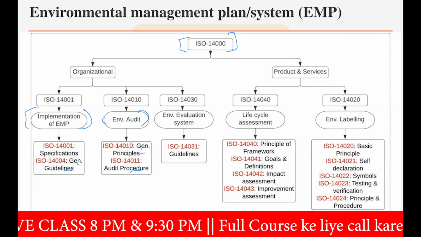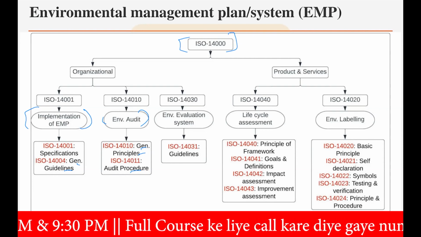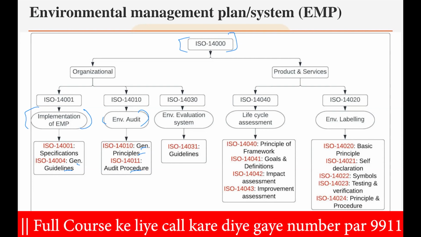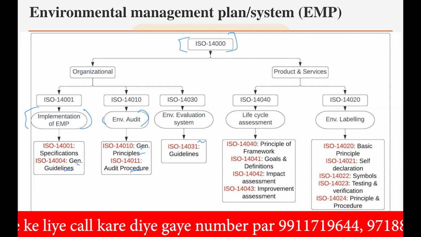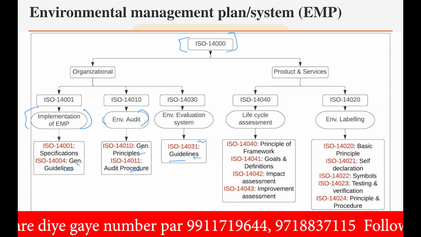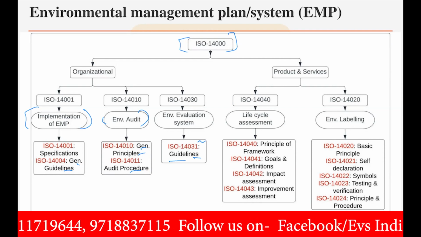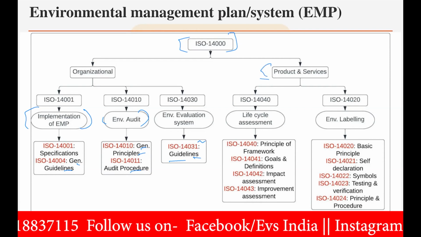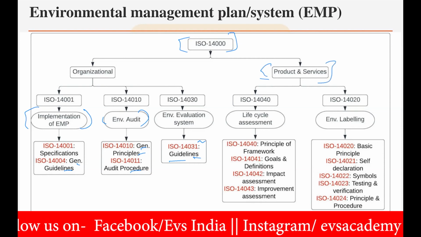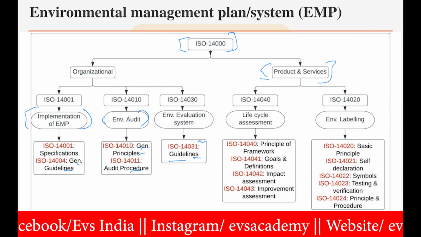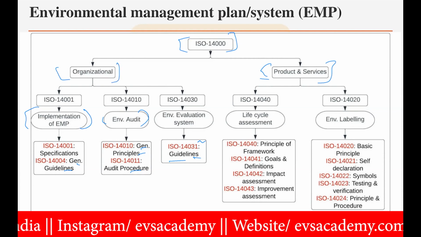Then the environmental evaluation system is under ISO 14030. Under this we have only one category, 31, which has the guidelines for the evaluation. Then under the product and services category, you have to see whether the product and services are up to the mark or not. This is where you check whether the organization is up to the mark.